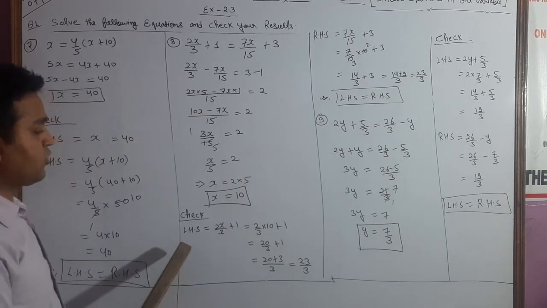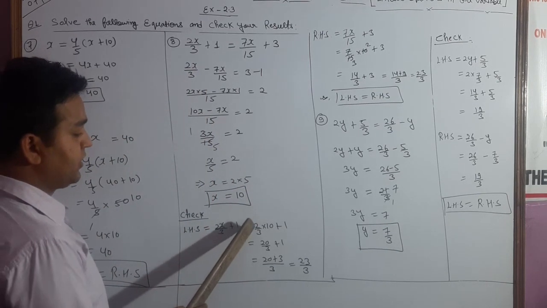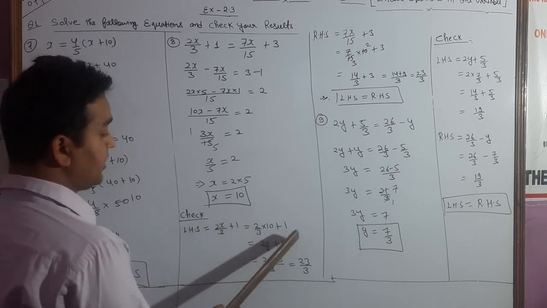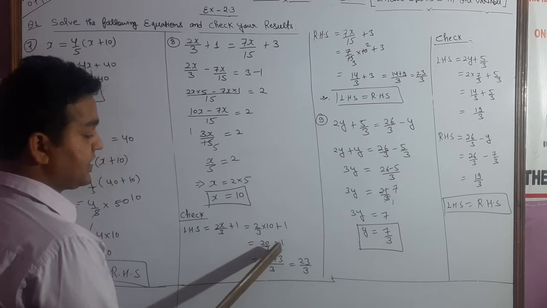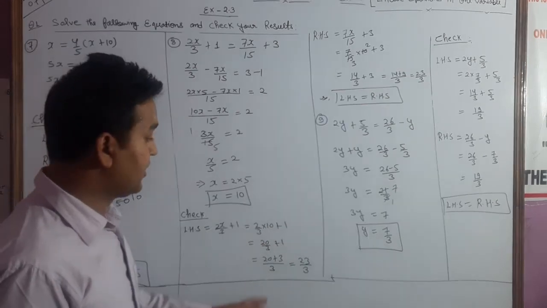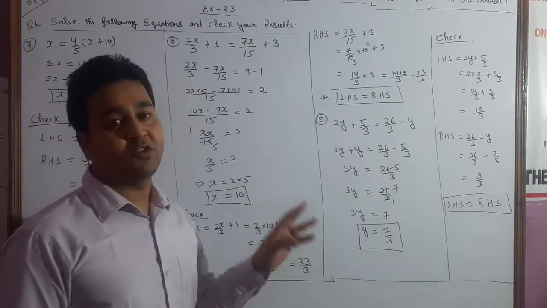Now you have to check your answer. The left hand side is 2x plus x upon 3 plus 1, that is 2 upon 3 into the value of x, which is 10. Just put 10 here plus 1. It becomes 20 upon 3 plus 1. Then just take the LCM, 20 plus 3 upon 3 becomes 23 upon 3. Now just check the right hand side. If we also get 23 upon 3, it means your answer is right.